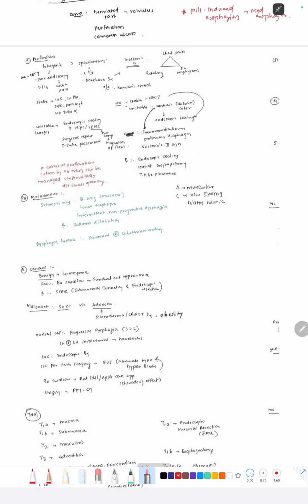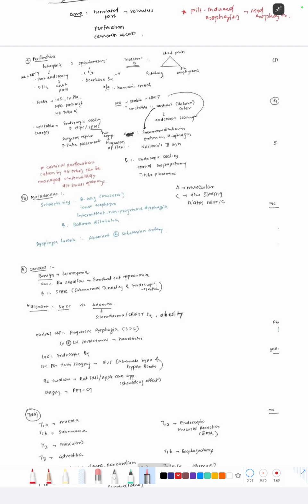Now, the sub-miscellaneous topics include Schatzki ring. Schatzki's ring has three types: A, B, C. A is muscular, B is mucosal, and C is associated with sliding hiatal hernia. Out of which, B is very important. It is present in the lower esophagus. It will lead to intermittent dysphagia, which is non-progressive in nature. Management is by balloon dilatation.